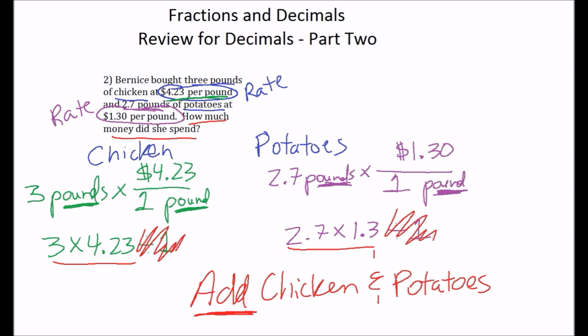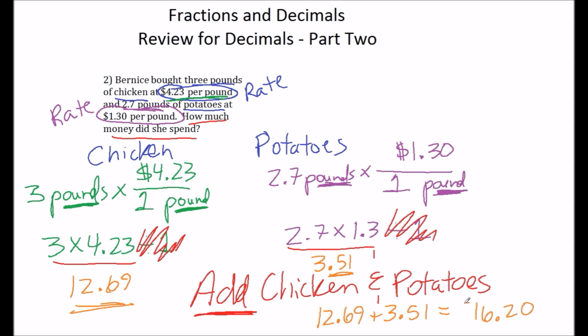Going back over to the chicken, if we do 3 times 4.23, it comes out to $12.69 for the chicken. If you do 2.7 times 1.3, you come up with $3.51. So we said we would add that. I'm going to add now these numbers that I'm writing in orange. So we'd have 12.69 plus 3.51. So the final answer we come out with is 16.20.